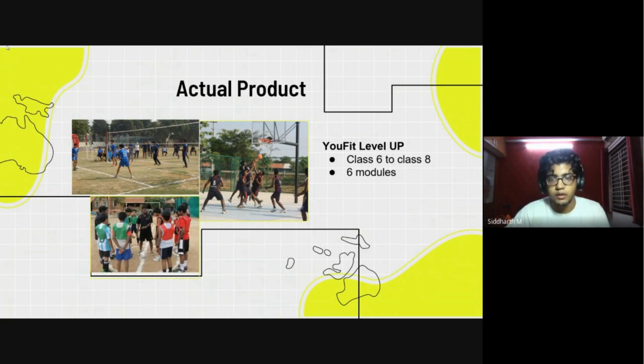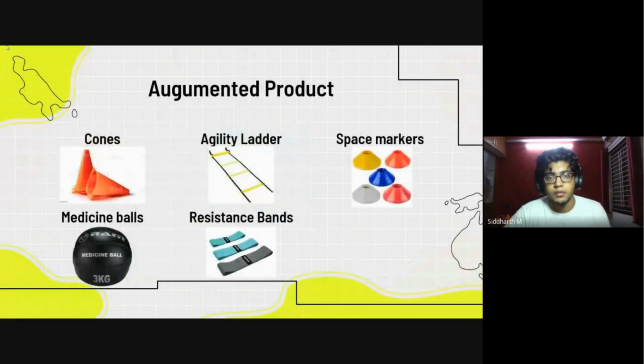Another option available in UFIT Level Up is that the students get to specialize in a particular sport that they want. UFIT Level O would be common for the entire group, while UFIT Level Up gives the student an option to choose what sport he wants to specialize in. And we will be providing the equipment for that as well, which I will be explaining in the very next section. So yeah, this is our augmented product.